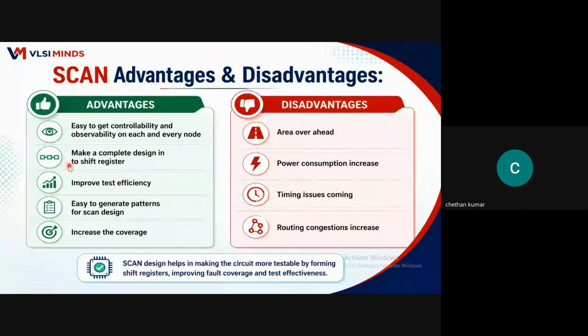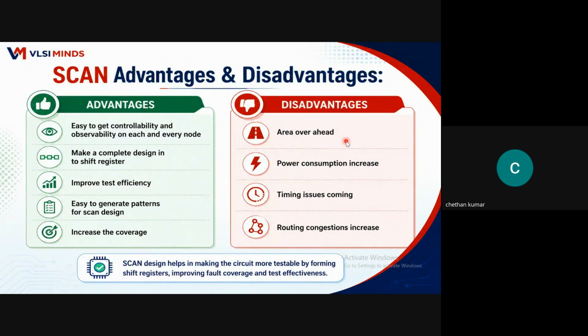Based on that, we can control the shift registers and improve the test efficiency, so that the test time and the cost get reduced, and we get better coverage and easier pattern generation. That is by using automatic test pattern generation. That method is there, but the disadvantages are area overhead.